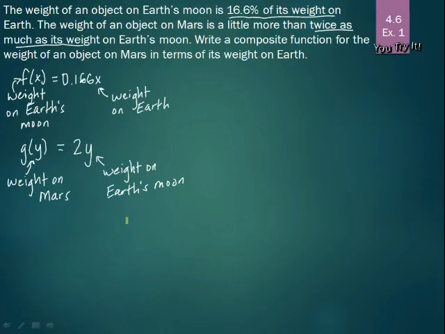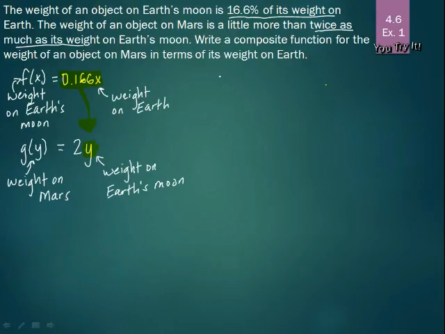Now we need to write a composite function for the weight of an object on Mars in terms of its weight on Earth. The function should be g of something because we are looking for the weight on Mars, but we need to include the weight on Earth's moon, which we have as y in our g of y function. Notice that f of x is also the weight on Earth's moon. So we're just going to take our f of x equation, 0.166x, and plug that right into y. That will give us our new function in terms of x, where x is the weight on Earth.